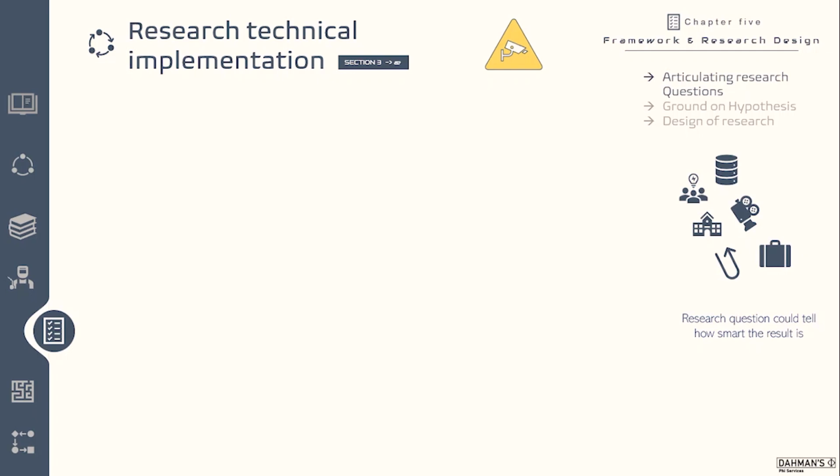In this section, we're going to discuss three outlines. In the first outline, we'll have a quick look at articulating the research question, and then we will have grounds on hypotheses, and finally, design of research.